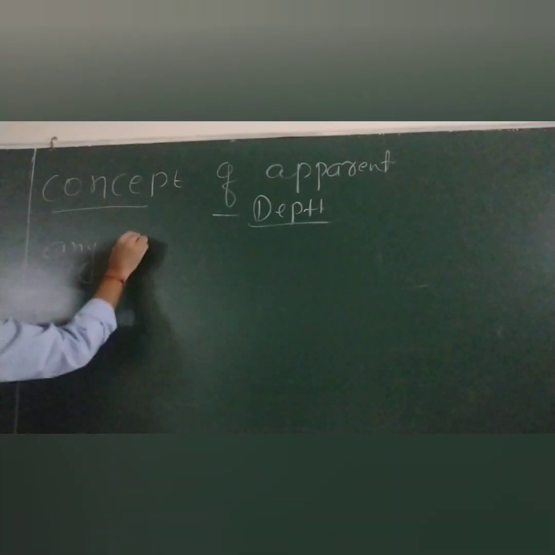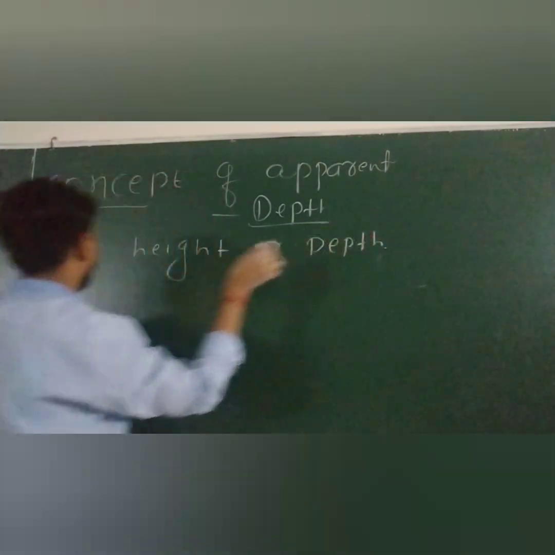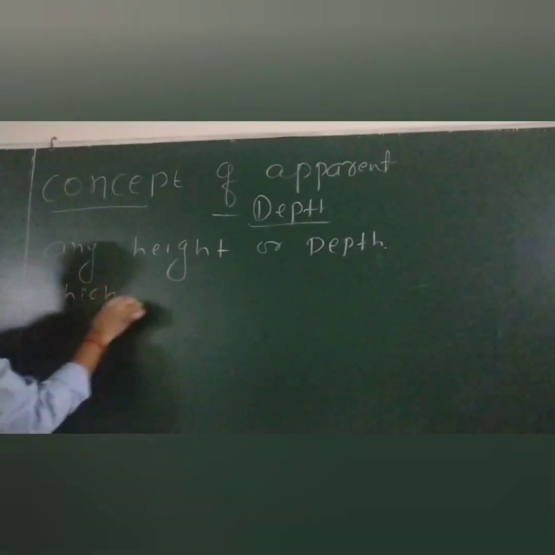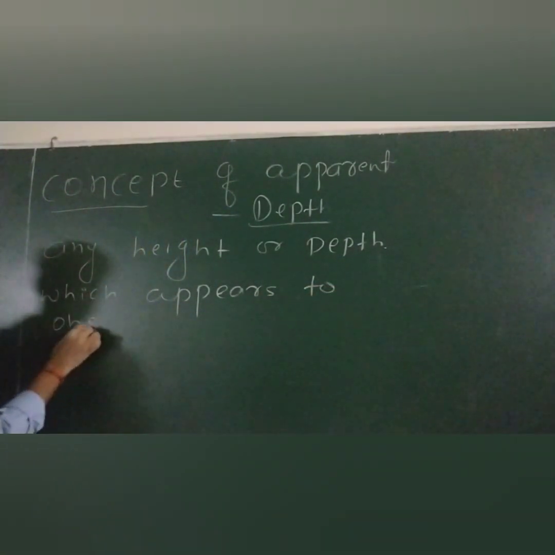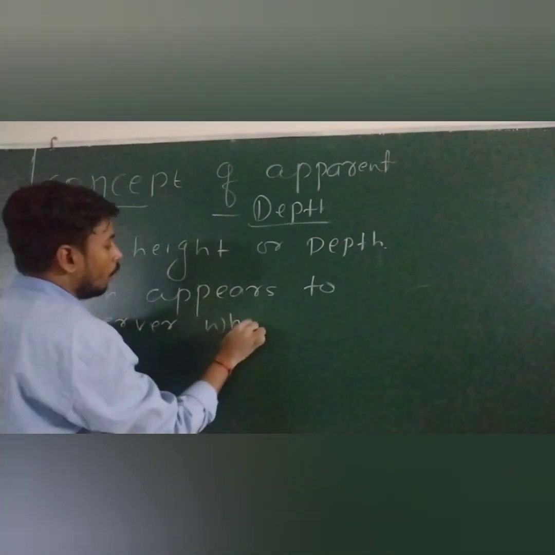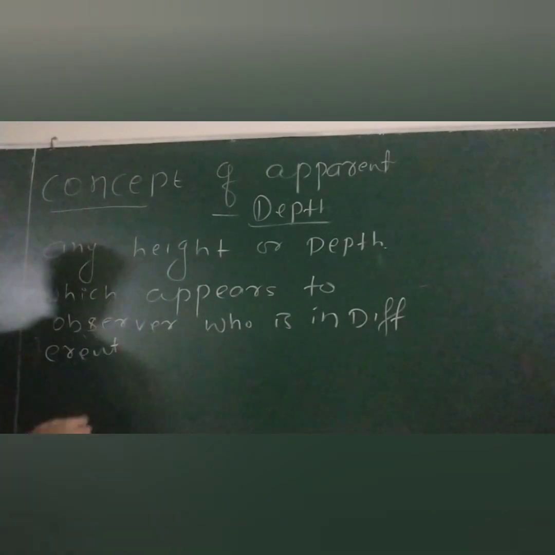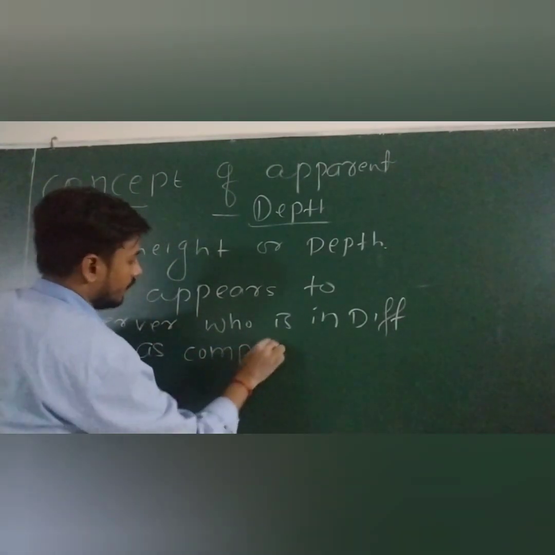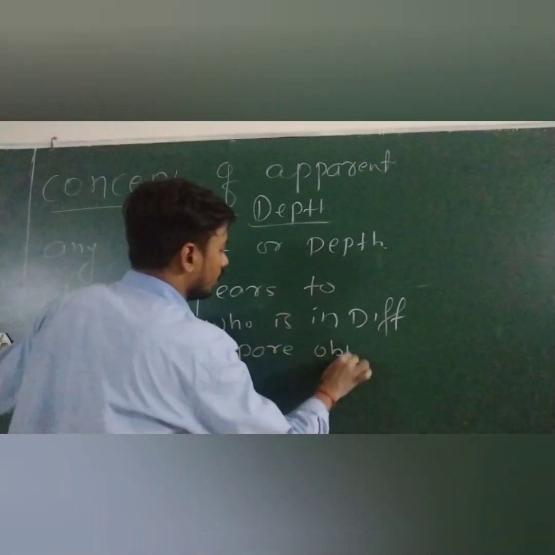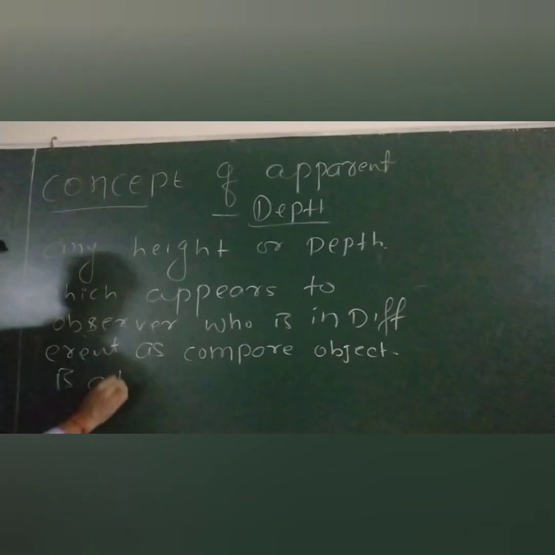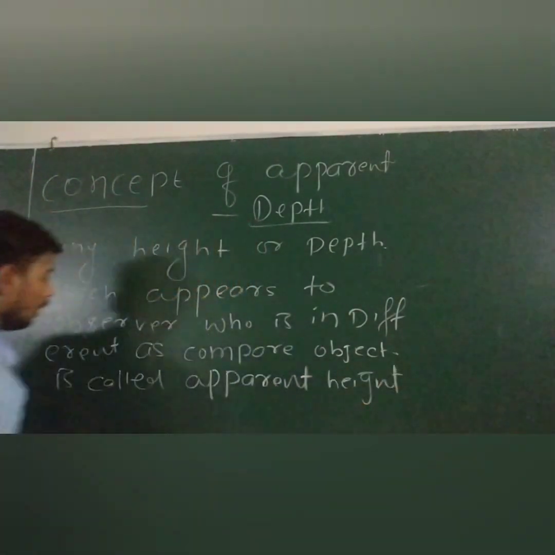Any height or depth, sorry, not difference, any height or depth which appears to the observer who is in a different medium as compared to the object, it's called apparent height or depth.